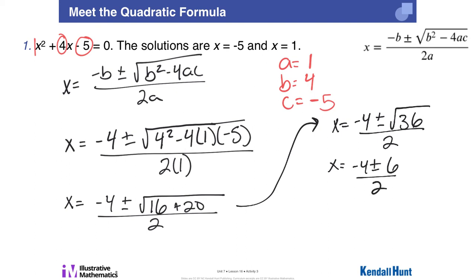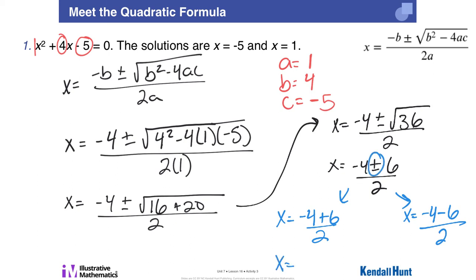And so this is where we're left with our two possible equations. So we could have x equals negative 4 plus 6 divided by 2, or we could have x equals negative 4 minus 6 divided by 2, and that's because of that plus or minus symbol that's been there from the beginning. And here we simplify. Negative 4 plus 6 is going to be positive 2 divided by 2 is going to be 1. Negative 4 minus 6 divided by 2 is going to be a negative 5.